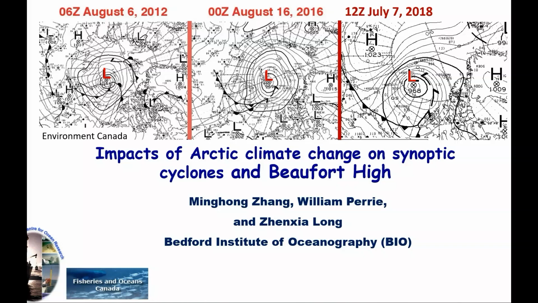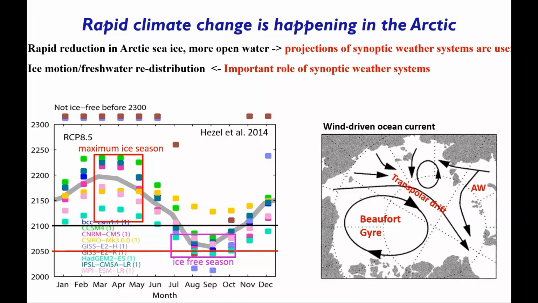Today's topic is the impact of Arctic climate change on synoptic cyclones and the Beaufort High. As we all know, the Arctic has experienced dramatic climate change over the last few decades. Arctic sea ice has rapidly declined. The CMIP models have projected an ice-free summer by the middle of the 21st century.